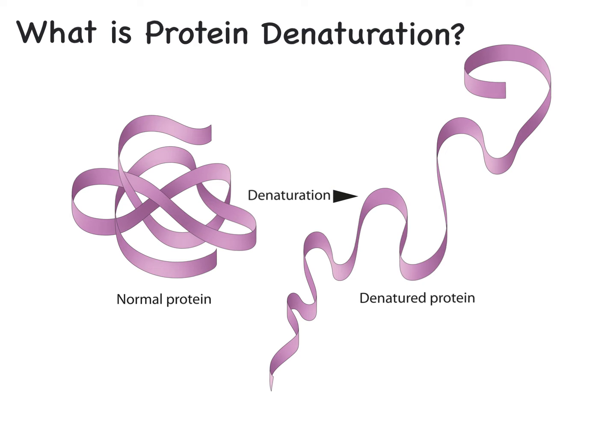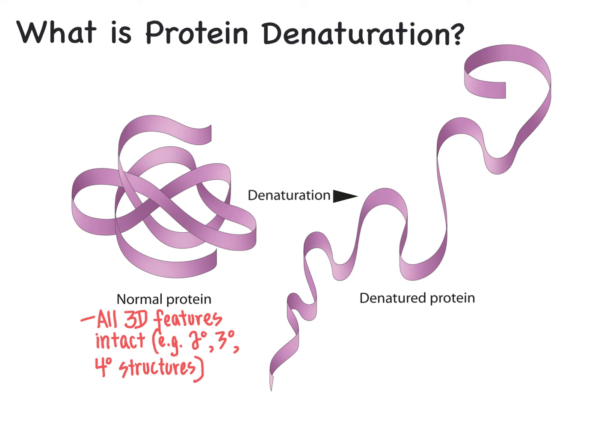What do we mean when we say protein denaturation? Here is the structure of a so-called normal protein. That is referring to a protein that has all of its three-dimensional elements intact. In other words, it has the secondary structure of the alpha helices and beta sheets. It has the tertiary structure, that is the three-dimensional shape of one single peptide chain. And if applicable, it also has the quaternary shape in place.